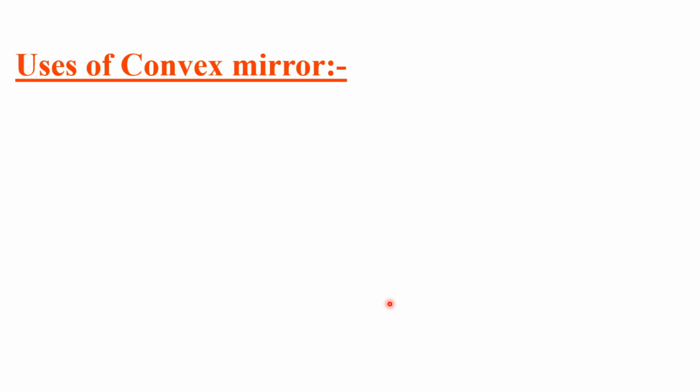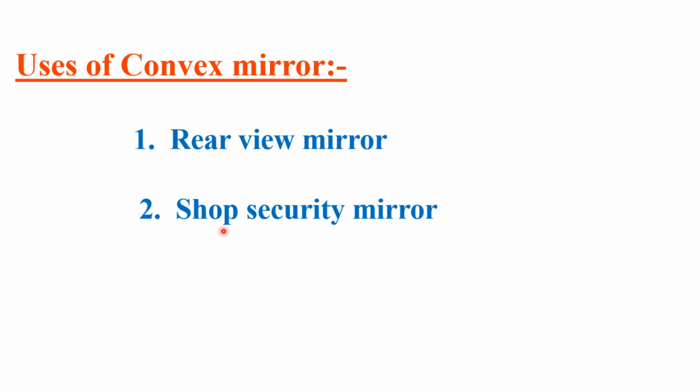Now let us see the uses of convex mirror. It is used in rear view mirror, side mirror of the vehicle, so that we can view the larger area behind. It is also used in shop security mirror. At one corner this mirror is placed and full shop can be viewed.